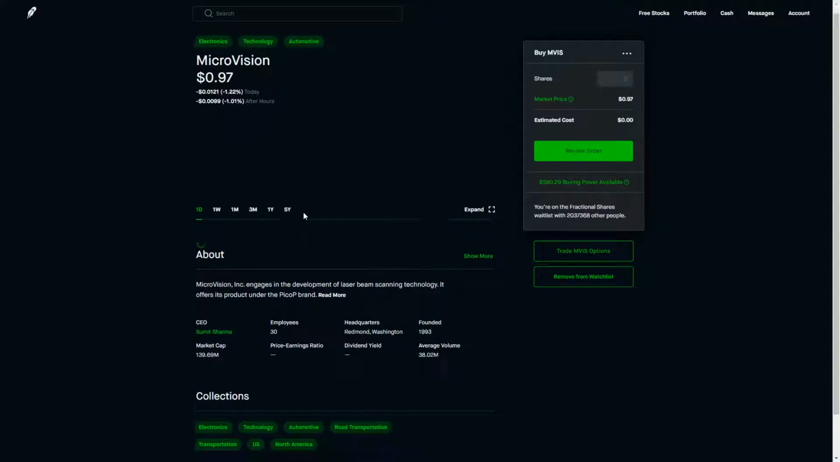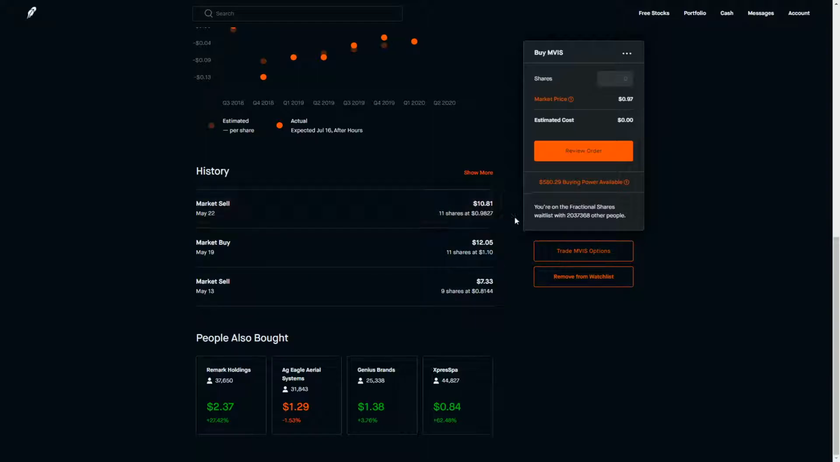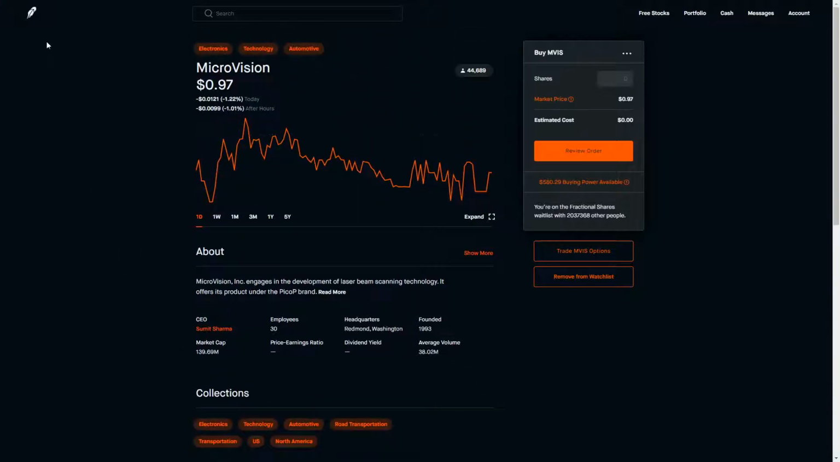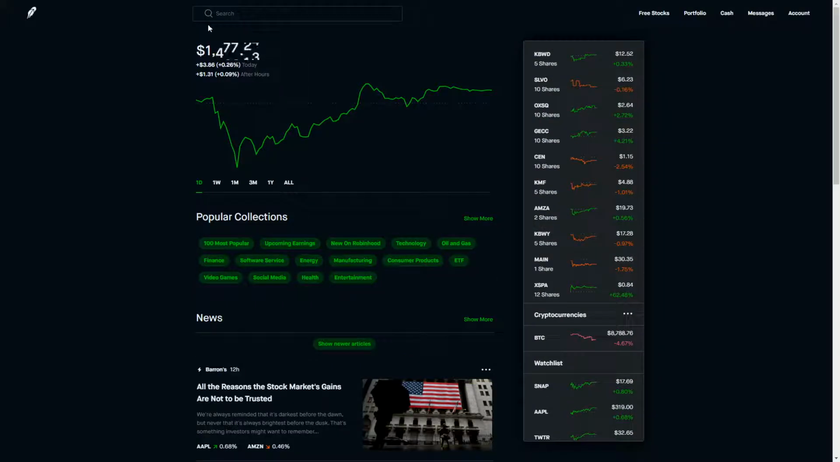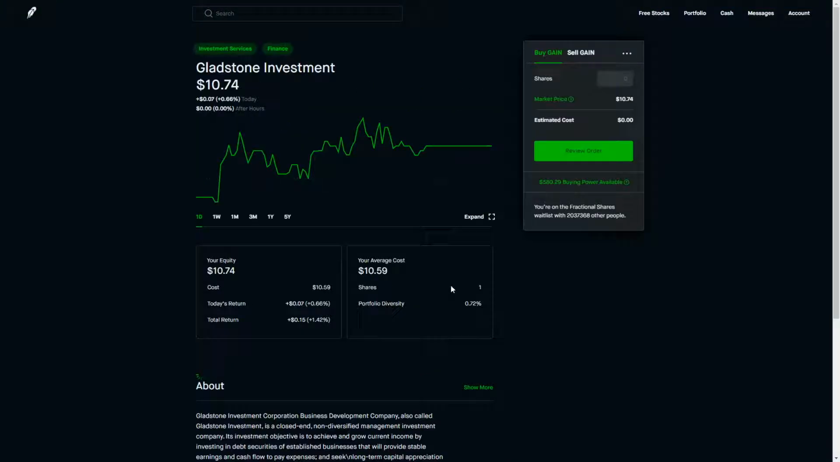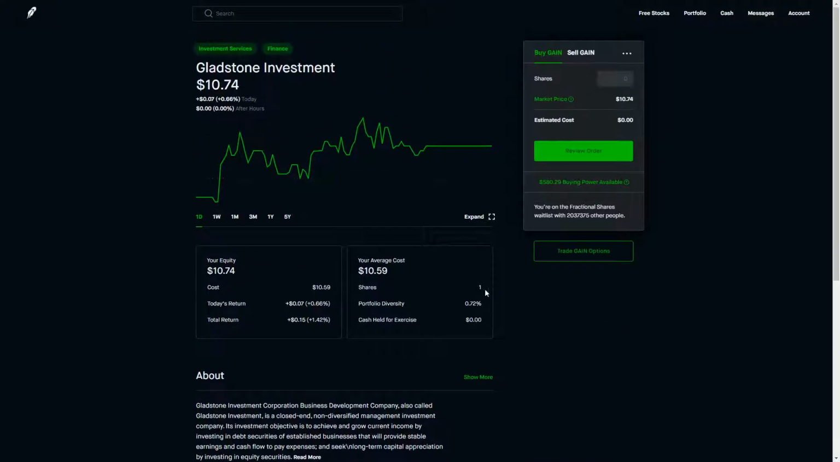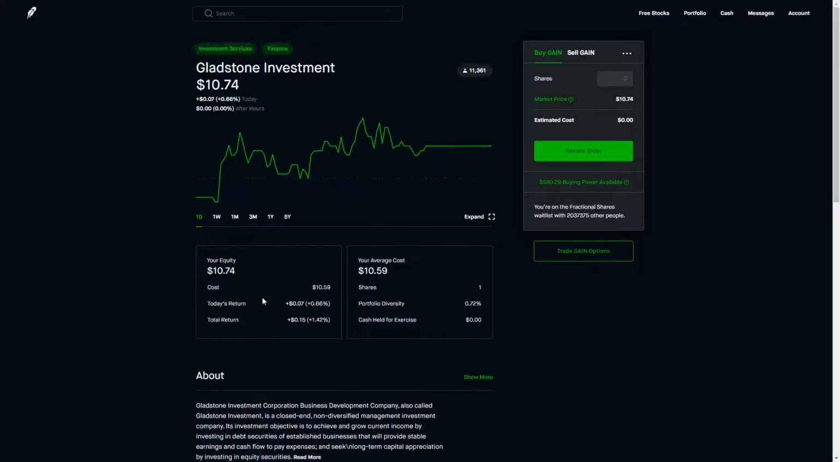It'd be interesting to see. I did try to play this, and I lost some money. It just really fluctuates. Let me type it in here for you guys. It trades under GAIN. It's Gladstone Investment. I own one share in it. It offered a 7.71 dividend yield. I made 15 cents off it, but I'll show you why it's so good.